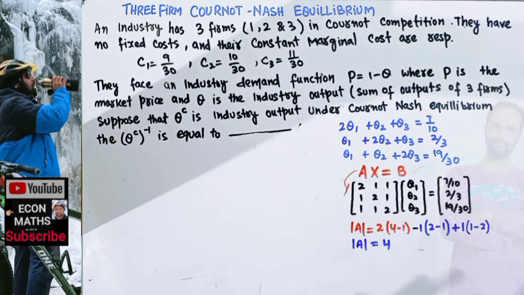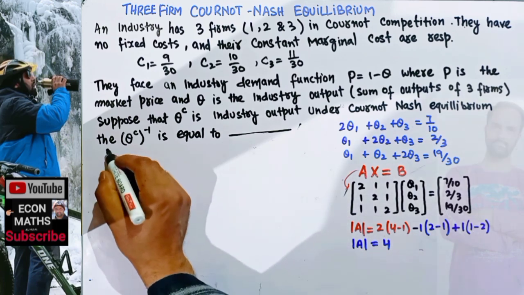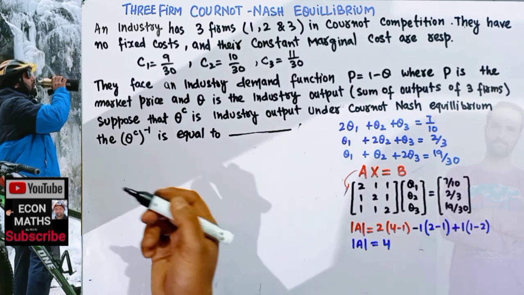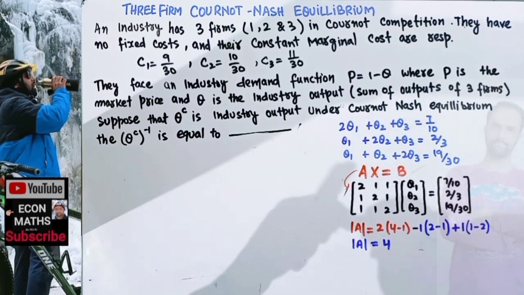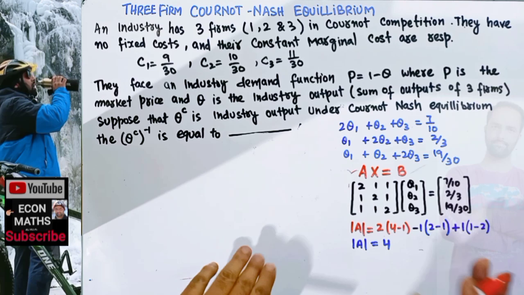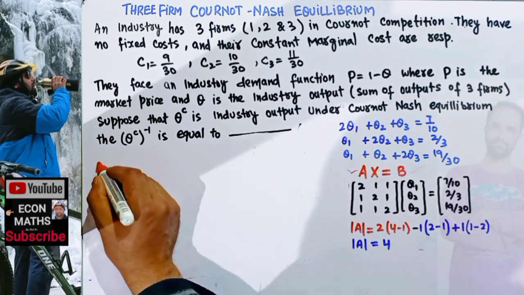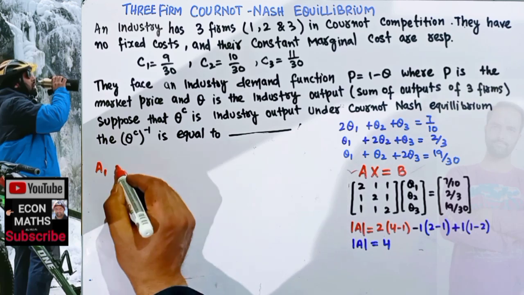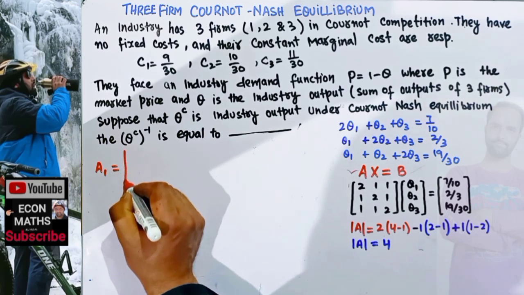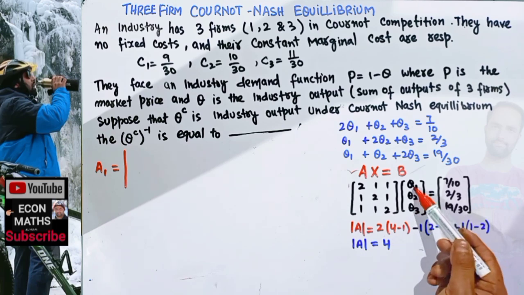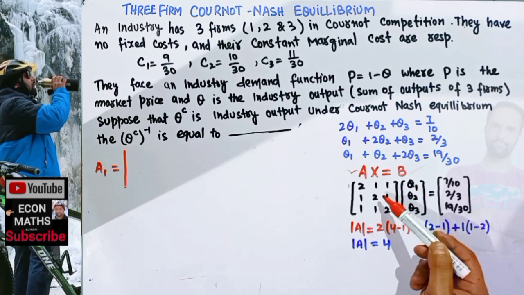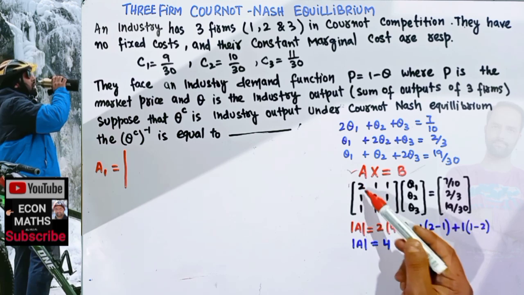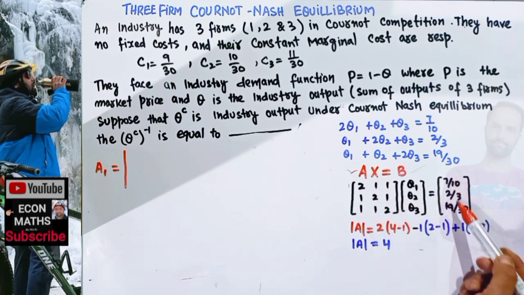Now to find the value of q1, the optimal quantity of q1, what will we do? I will not write here, I don't have the luxury of so much space. To find the value of q1, we form a new matrix, let us denote it by A1, such that we replace the first column of this matrix with the vector of constant terms.